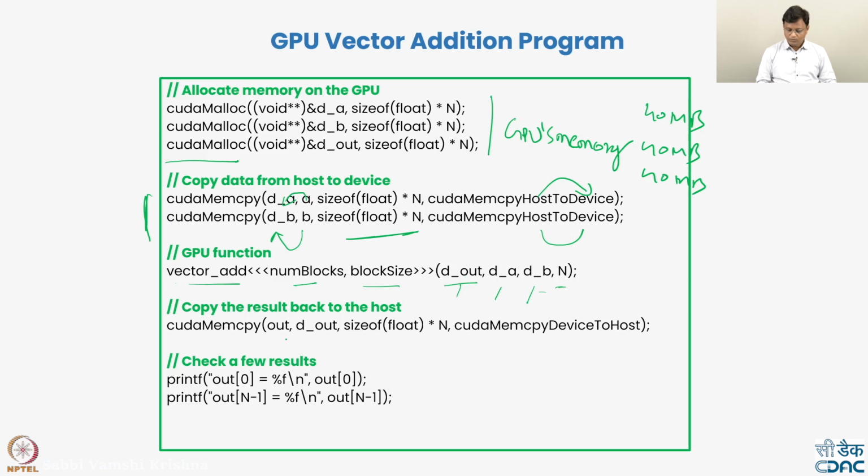Now the D_out values are to be transferred to the out variable. The out variable is available in the host machine, so that is the reason the direction will be device to host. After copying the data, you can apply some logic. This is optional. If you want to check the correctness, you can check a few results.